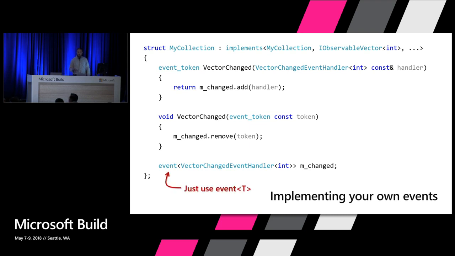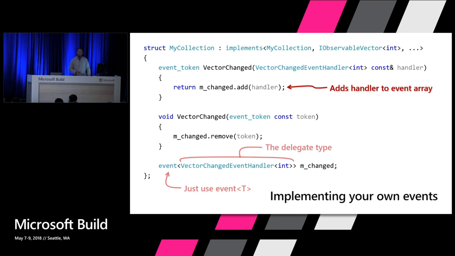So first up, you can use the event class template. You provide the delegate type as its type argument. And then you can simply call the add and remove methods to add the handler to the array and remove that handler from the array. This does all the work behind the scenes for you. It's concurrency safe. It's thread safe. It'll make sure that it works reliably for you, and it's very efficient.